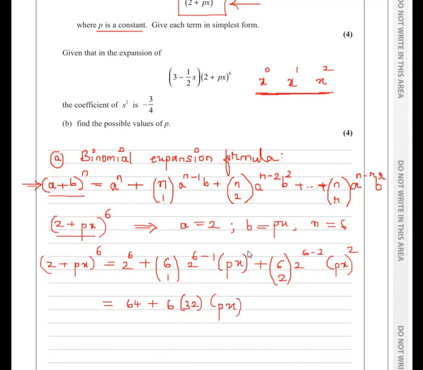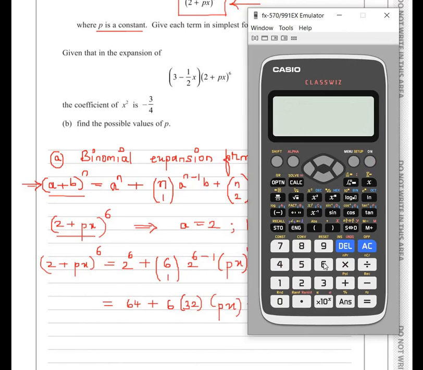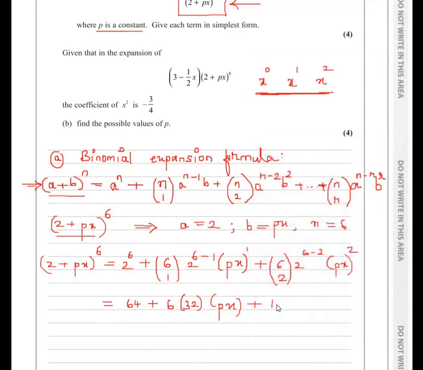This is raised to the power of 1, plus. To get 6C2 we do the same thing: we write 6, shift, nCr, 2, and say equal, and we get 15. So we are going to write it as 15, times 2 raised to 4 because 6 minus 2 is 4. So 2 raised to 4 gives you 16 p squared x squared. Remember to distribute the power to p as well as x.